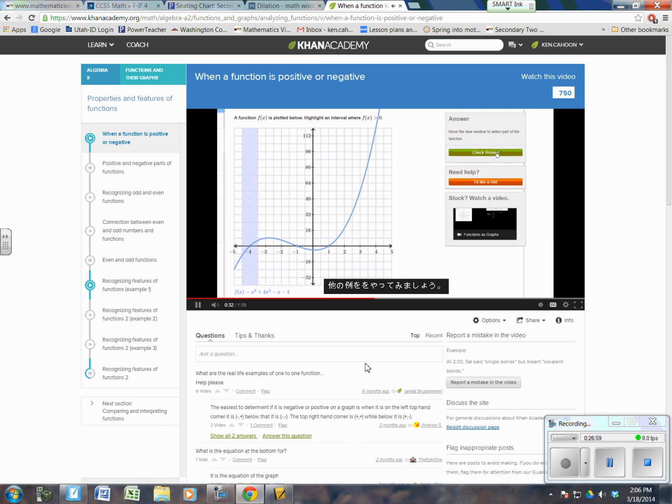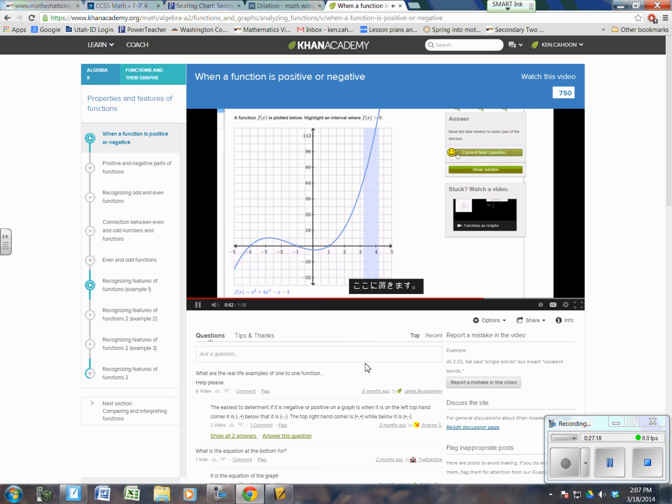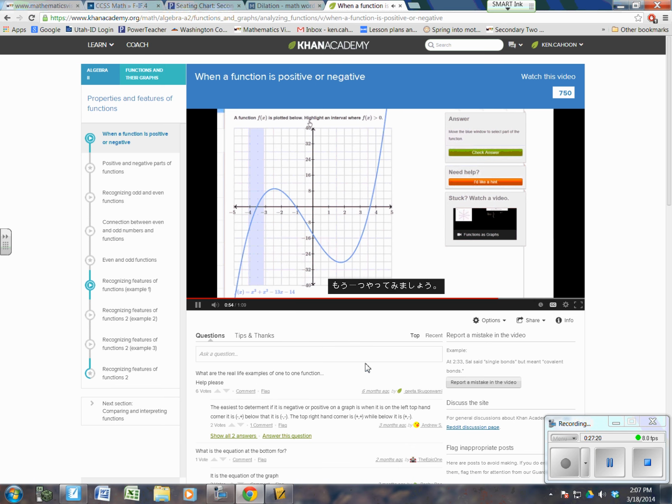Let's do a couple more. So the function is plotted below, highlight an interval where f of x is greater than 0. So I could do this area right over here where the function is above the x-axis, or I could do this area right over here where the function goes way above the x-axis. Wow, it even goes off the page. So let's stick it right over here. Let's do one more. So highlight an interval where f of x is greater than 0. Once again, I can do this region right over here where the function is above the x-axis, or over here where it's above the x-axis. I'll do it here just for fun. There we go.